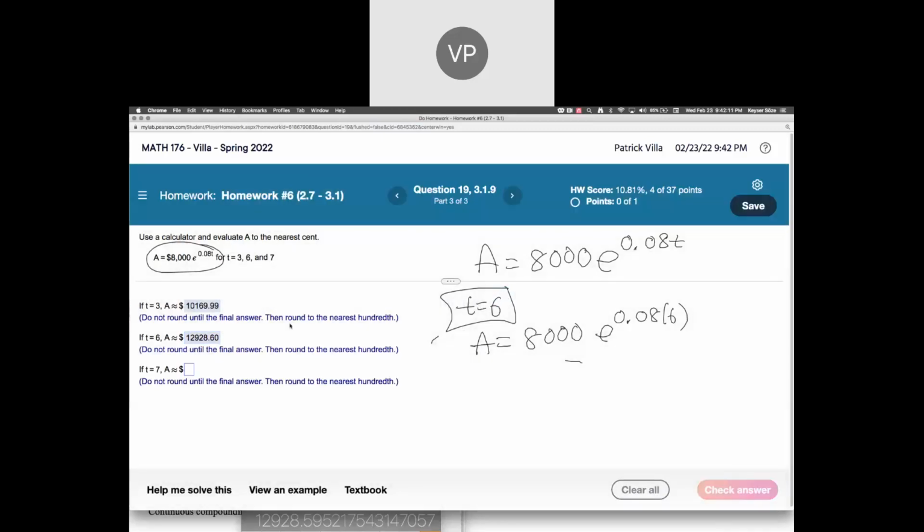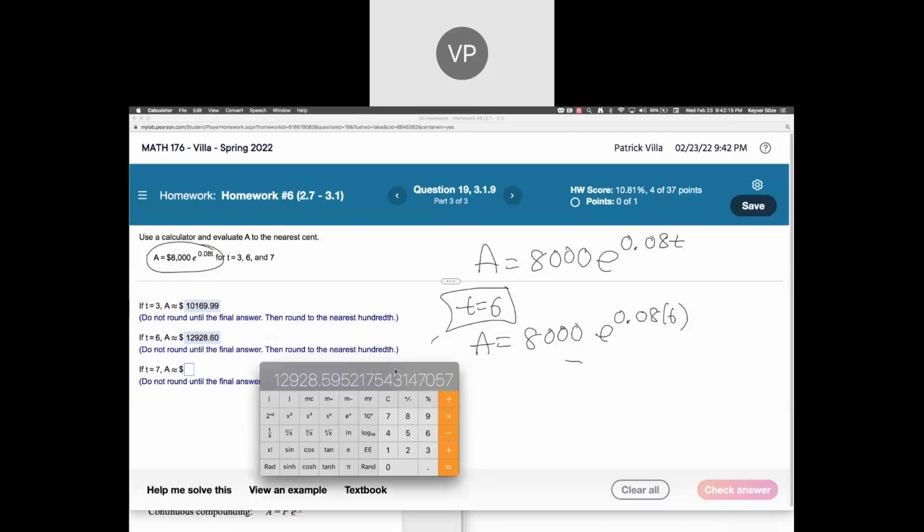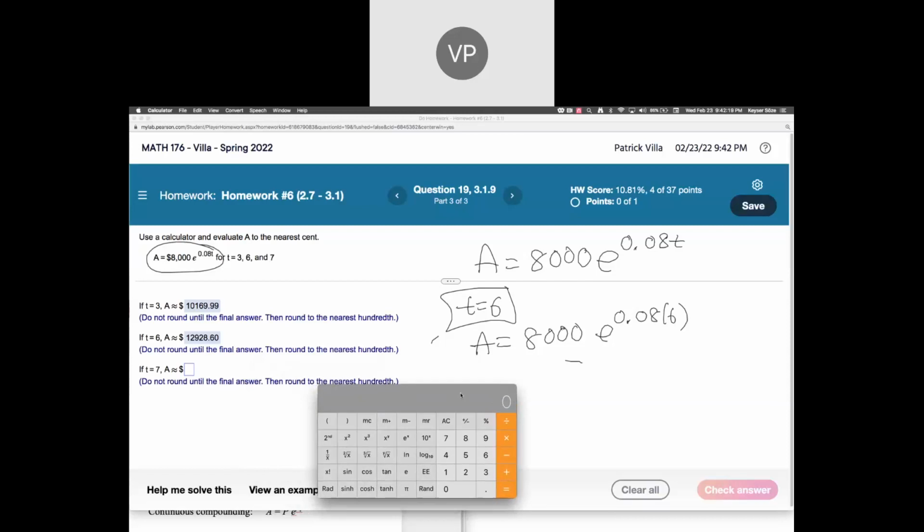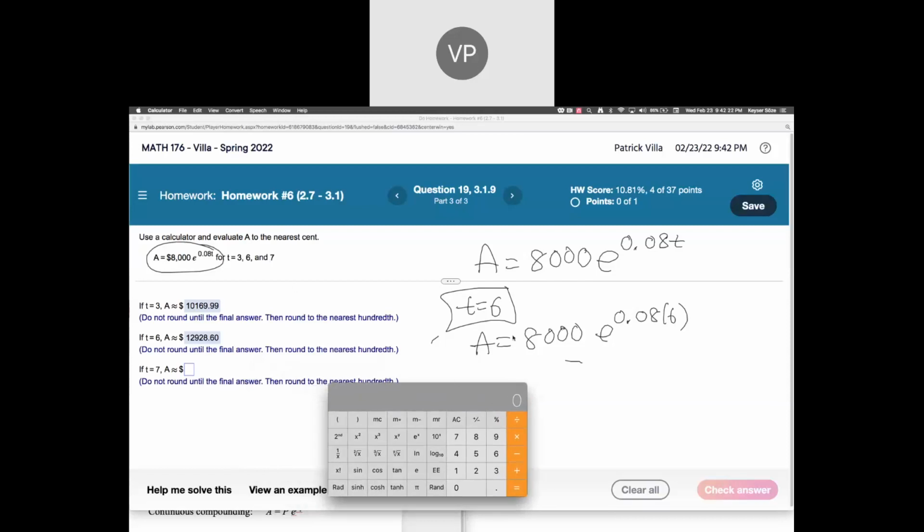The only thing that's going to go wrong here is if you don't know how to enter this in a calculator, you're going to get the answer wrong, or you make a little error when you're typing it in. So the last one is you plug in 7. I don't even need to write it. I'm going to take 7 times 0.08. That's the power of E. Multiply that by 8,000. And we get this.